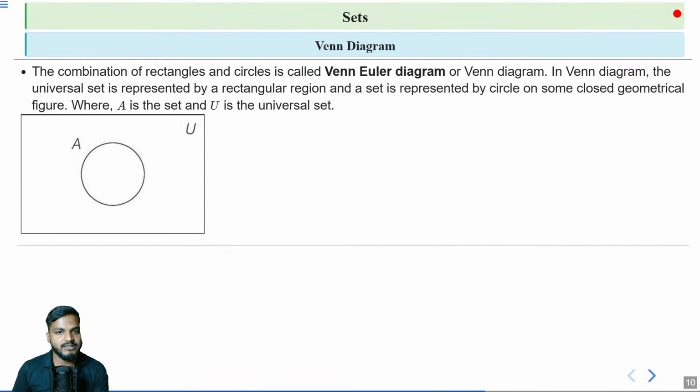So this is the figure of a Venn diagram, where this U is the universal set, represented by this rectangular region. Okay, and A is a subset of U, so that is represented by a circle. Okay, so the universal set is the set that contains all the subsets. So if we take A as a set, each element of A must belong to U. Okay.